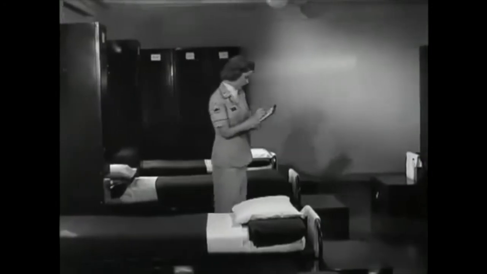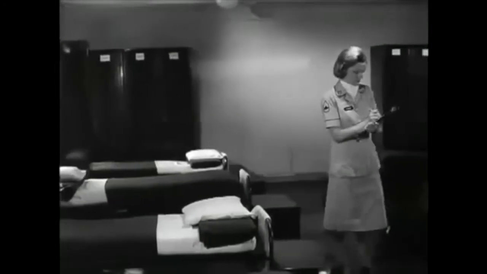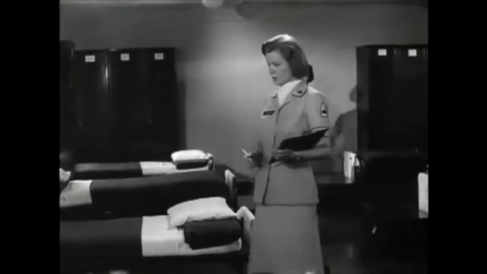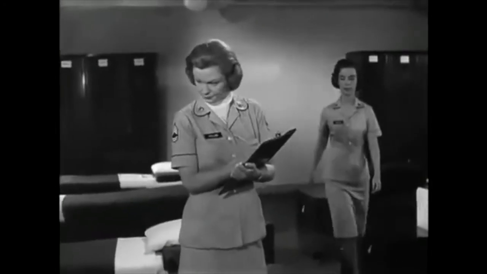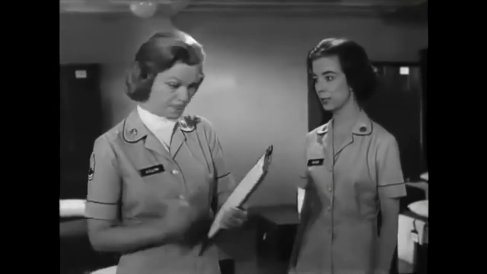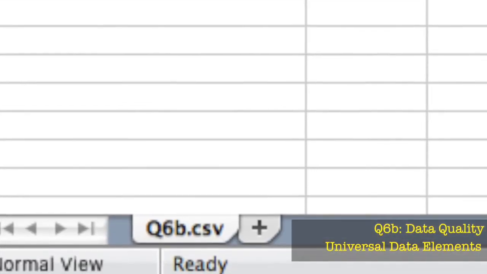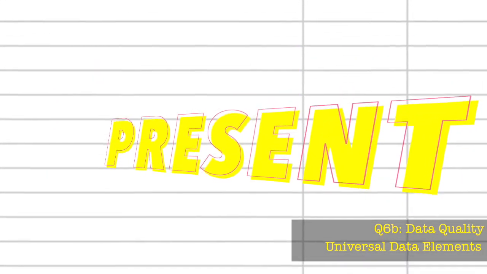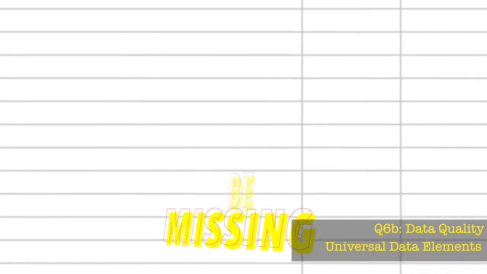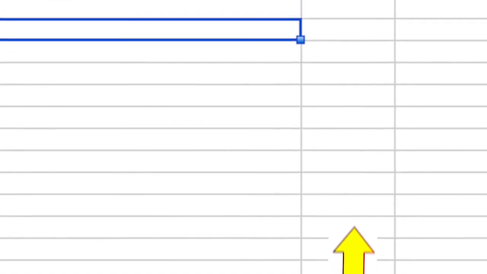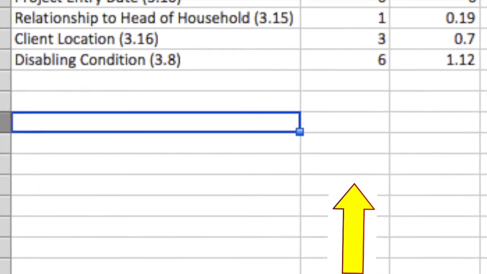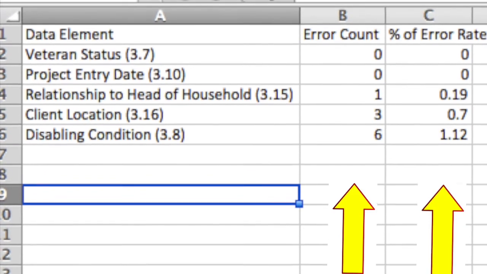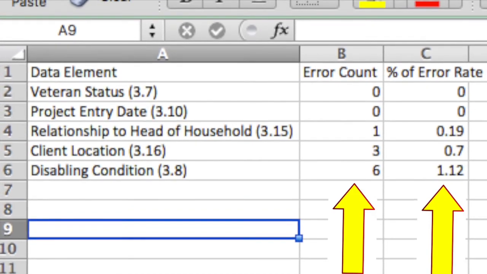While we would really like to have all of these data elements, and they'll be important for you to be able to distinguish between your clients, these are data elements that HUD is less concerned with their completeness. Question 6B is data quality universal data elements. These are those data elements that must be present, so as little data should be missing as possible. You can see both the error count in the first column and the percent of error rate. Keep these as close to 0 as you can.